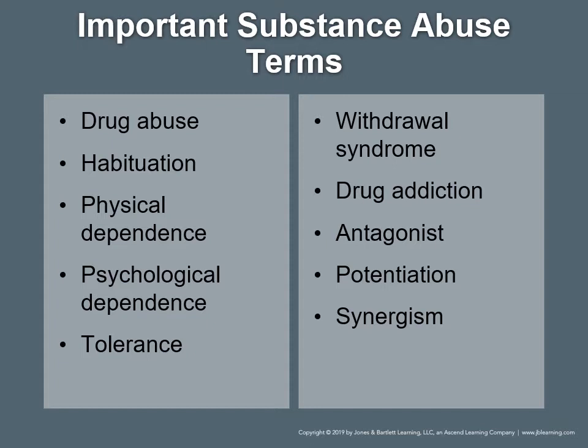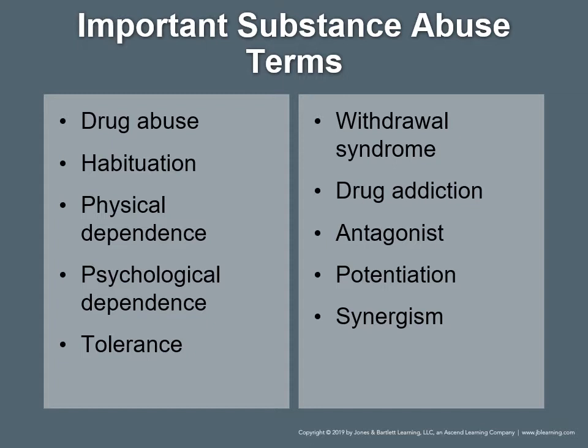Tolerance is a physiologic adaptation to the effects of a drug such that increasingly larger doses of the drug are required to achieve the same effects. Withdrawal syndrome: a predictable set of signs and symptoms usually involving altered central nervous system activity that occurs after the abrupt cessation of a drug or after rapidly decreasing the usual dosage of a drug. Drug addiction: a chronic disorder characterized by the compulsive use of a substance resulting in physical, psychological, or social harm to the user who continues to use the substance despite the harm.